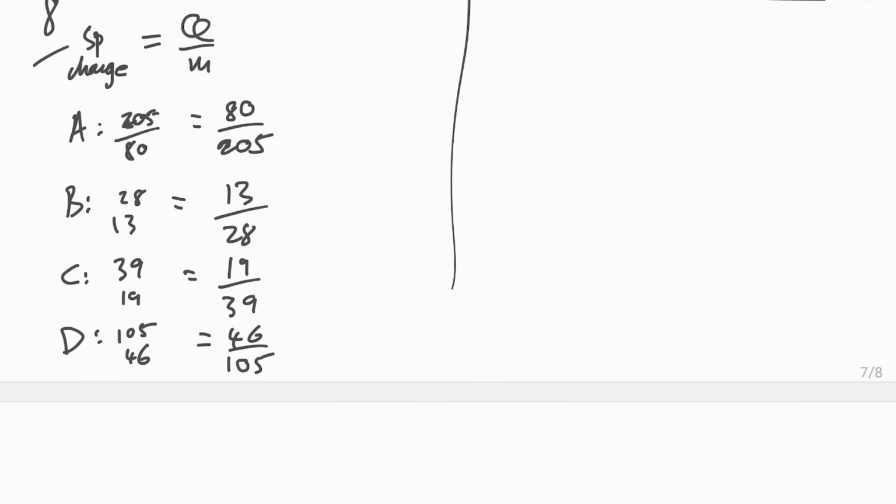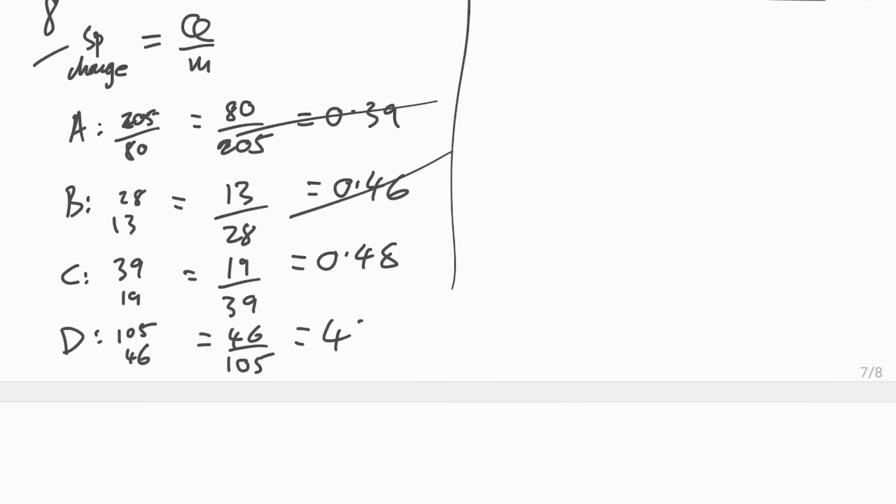Great. So what are we looking for? The greatest specific charge. Am I going to have to do all of these? Yeah, I think I am. Okay, 80 divided by 205, 13 divided by 28, it's not that one, 19 divided by 39, 0.48, so it's not going to be B, and then finally 46 divided by 105. I don't think that's going to give us, no, it's not. 0.43, so it's not that. So it looks like our answer is C.